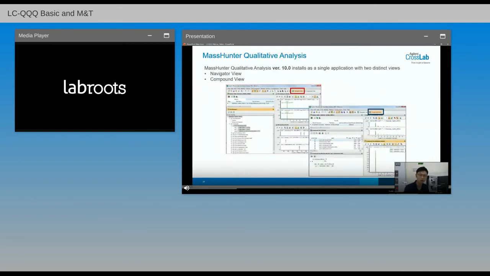We do have the qualitative analysis. This allows us to have a quick look through, finding the compounds itself through the MRM algorithm, right, which is one of the common uses.